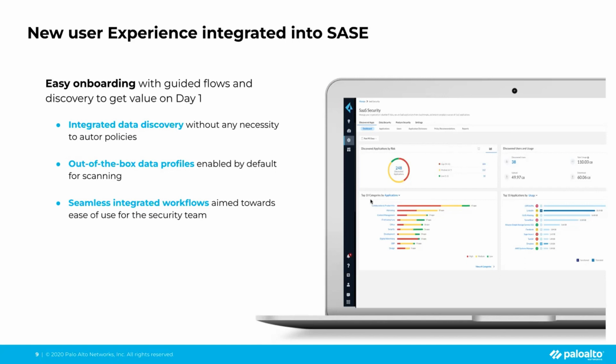And we've also made the onboarding guided workflow integrate seamlessly with that. So for example, if you have a Prisma Access instance, you would start seeing a lot of the SaaS Inline value right on day one, the day it's onboarded. So out-of-the-box data profiles, integrated data discovery, and also seamless integrated workflows, even across some of the silos that we had in the product previously. Logging and alerting are now holistic and integrated within the same platform that you're familiar with from Prisma Access. I'm going to do a live demo of this quickly as well, but I'm happy to take more questions on it too.